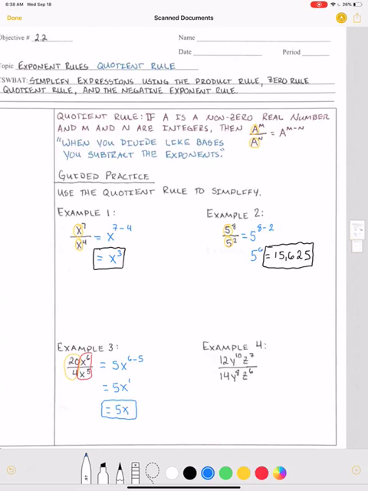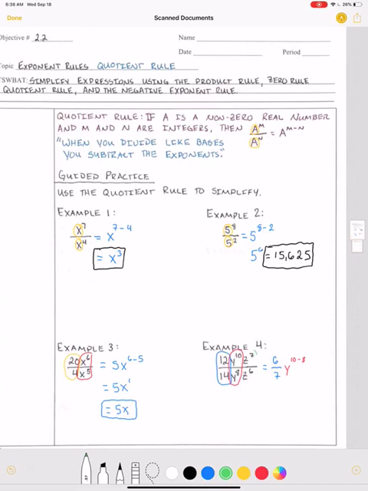Example 4, we have three pieces here. I have 12 over 14. We're going to start off there. 12 divided by 14. I can't divide 12 by 14, but what I can do is reduce it. They're both even numbers, so I can divide each number by 2. 12 divided by 2 is 6, and 14 divided by 2 is 7. So that's going to reduce. In the middle, I have y to the power of 10 divided by y to the power of 8. So I know my base there will be y. My exponents are 10 and 8.